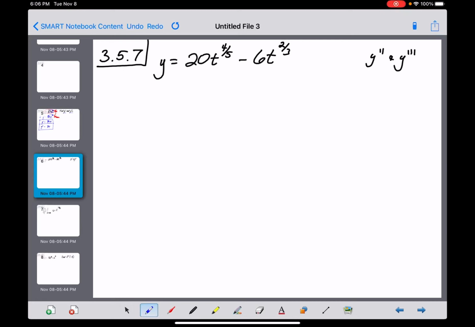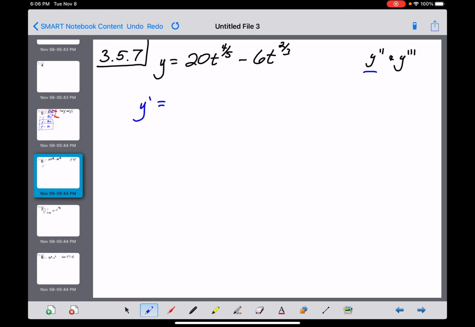Number 7 can be a little bit tricky here because of these fractional exponents. Now, as soon as you talk about fractional exponents, we're not really dealing with polynomial functions anymore, but we can still follow the power rule here even so. So again, we need y double prime. First, we're going to have to find y regular prime.